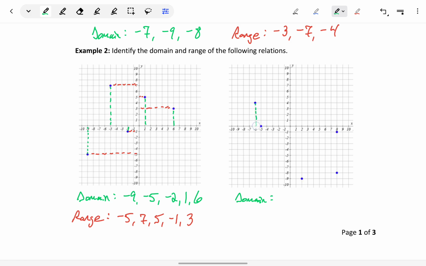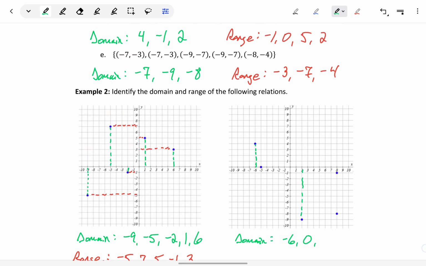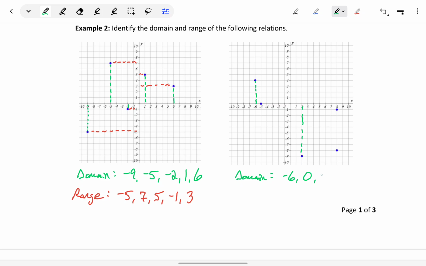For the second relation, we would again identify the x coordinates. This would be -6, 0, 2, and 8, which is repeated for both of these points. And then our range would be 4, 0, -1, -8, and -9.